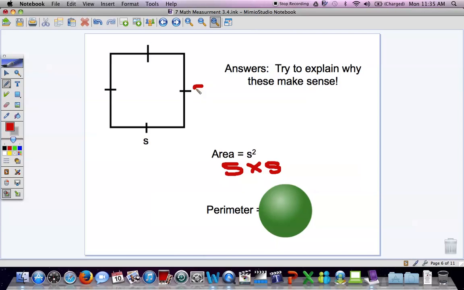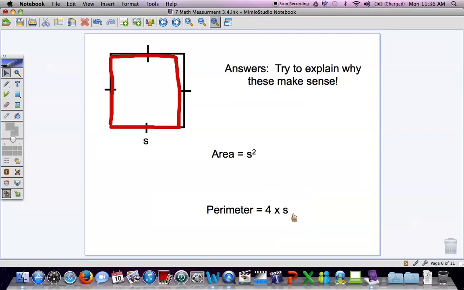Well, area is length times width, right? But in this case, because S is the length and S is the width, that just means side times itself, or S squared. How about perimeter? Again, before we pop the bubble, we know that this is one side. We have to add up how many sides together to get the total perimeter. You should probably have it by now: 4 times S, or 4S.